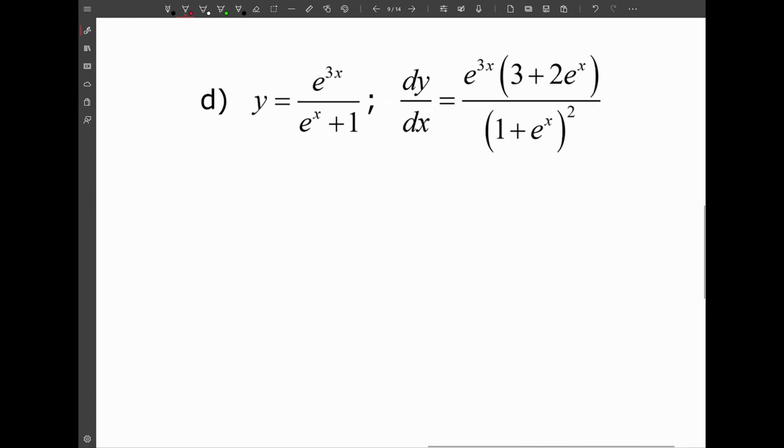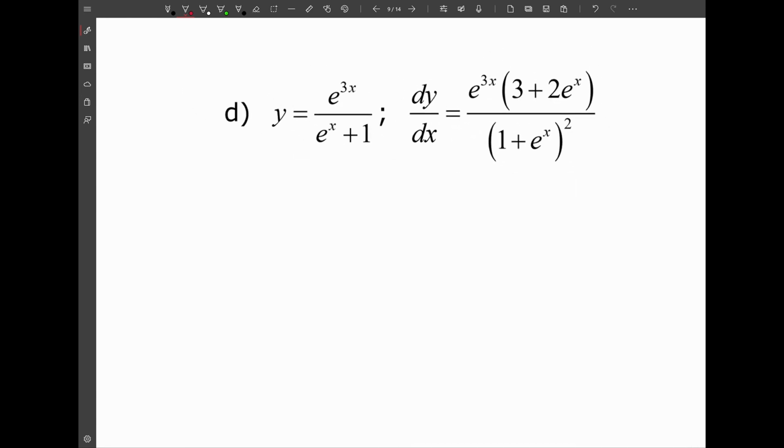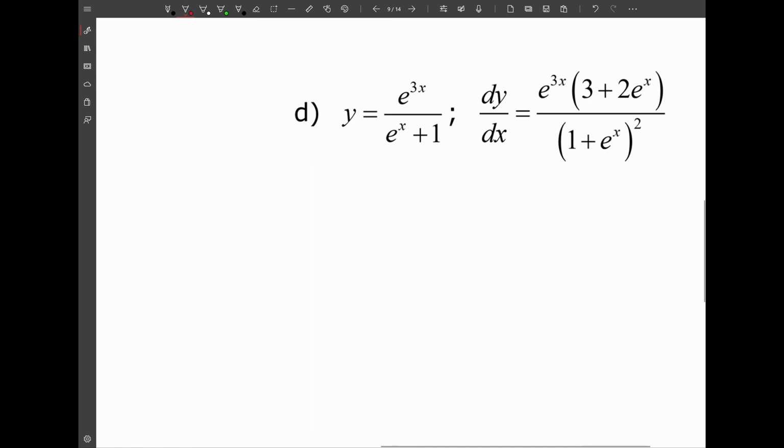All right. You know what this is. This is quotient rule time. Quotient rule. f is equal to e to the 3x. Did I need to sing that? Yes.